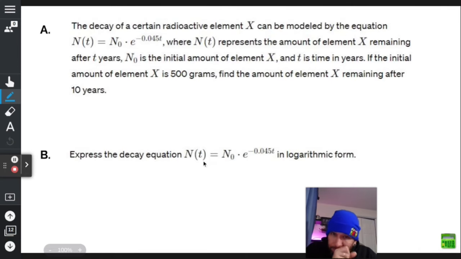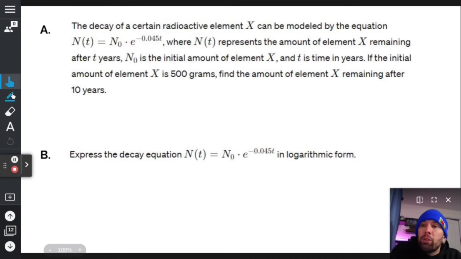All right. Half-life. The decay of a certain radioactive element X can be modeled by the equation N of T equals N sub zero times e to the stuff, where N of T represents the amount of element X remaining after T years. Sorry, N sub zero is the initial amount, makes sense, of element X. T is time in years.